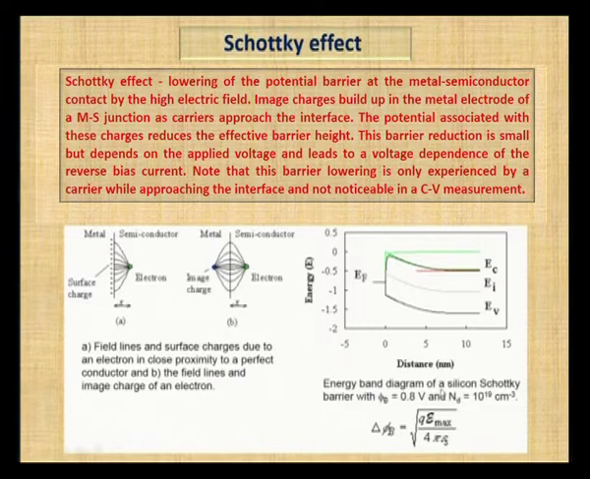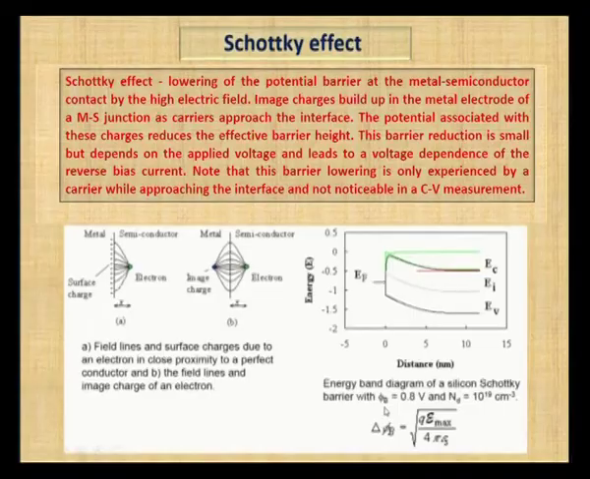The energy band diagram of a silicon Schottky barrier with phi B equal to 0.8 volt and N D, the donor concentration, equal to 10 power 19 per cubic centimeter. Delta phi B is equal to the square root of q E max divided by 4 pi epsilon s, because of the surface area we are calculating. This is the formula for phi B, the barrier height, for silicon with a Schottky barrier.